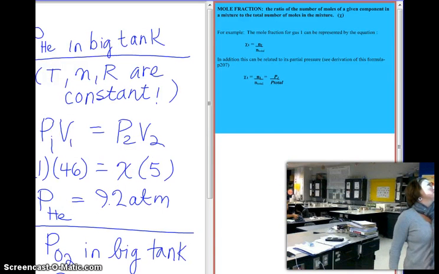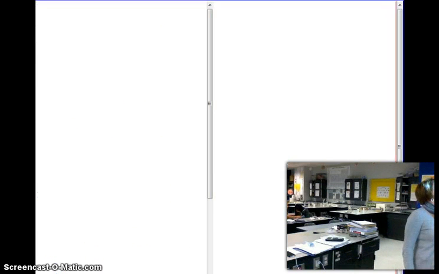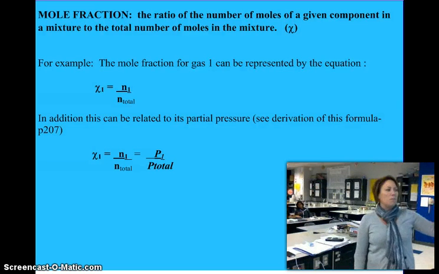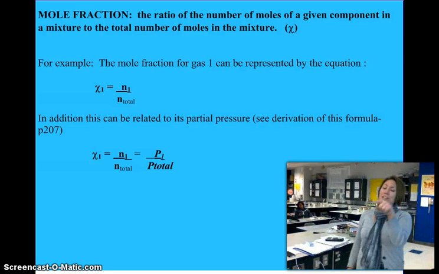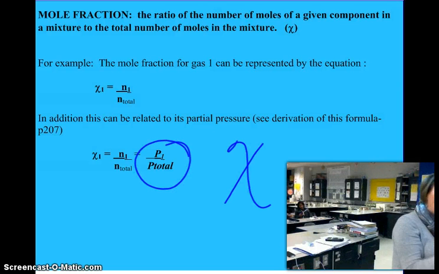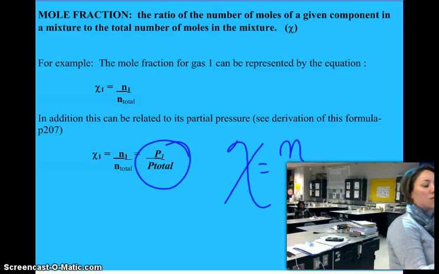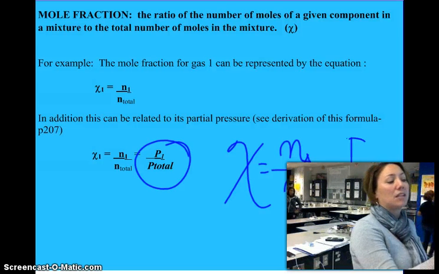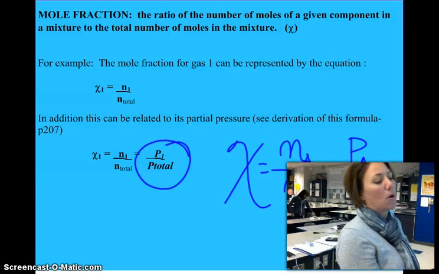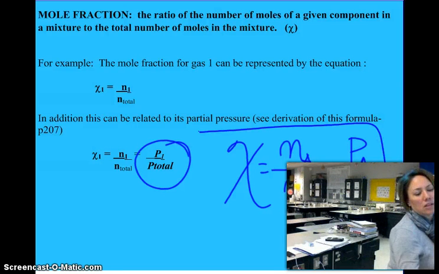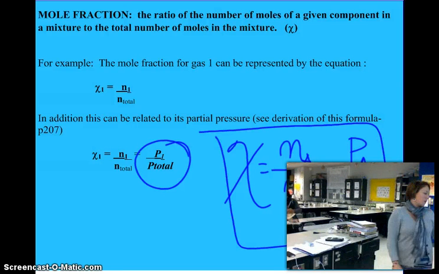Okay, that brings us to mole fraction, which we're already aware of. Mole fraction is the individual moles over the total moles, but a new twist to it is that it's the individual pressure. So we already know that mole fraction is the moles of component A over the total moles, but what you need to also know is that it's equivalent to the pressure of component A over the total pressure. So this here is a new relationship for us, okay?